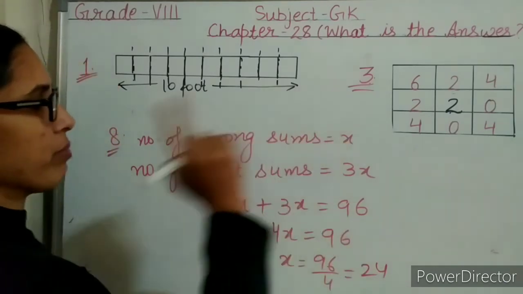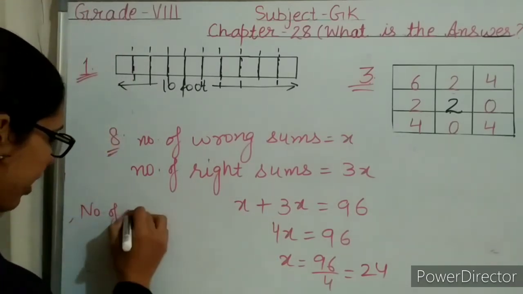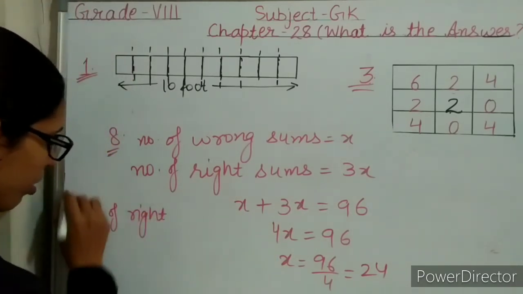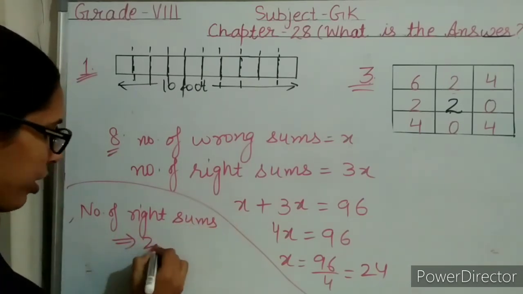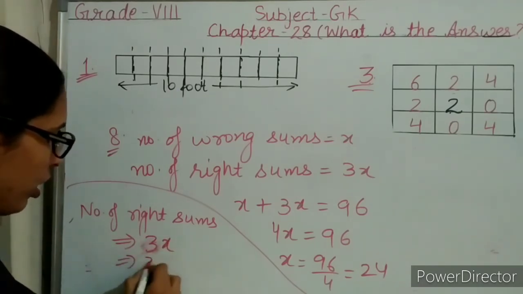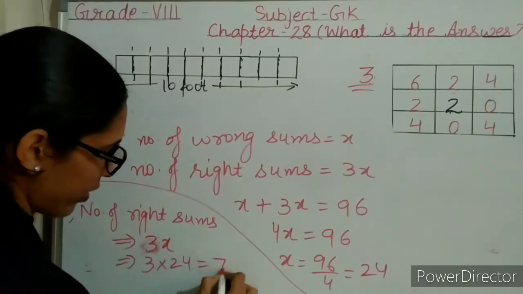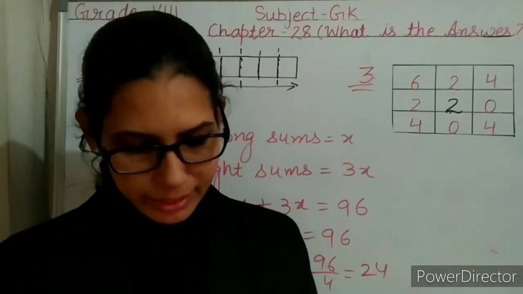That means number of wrong sums is equal to x. So how many will be the number of right sums? Number of right sums will be 3x. That means 3 into 24 is equal to 72. So this is the answer. I hope this is clear.